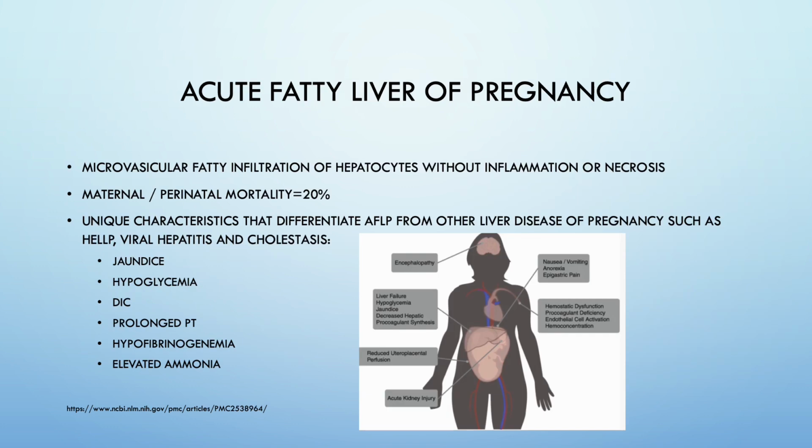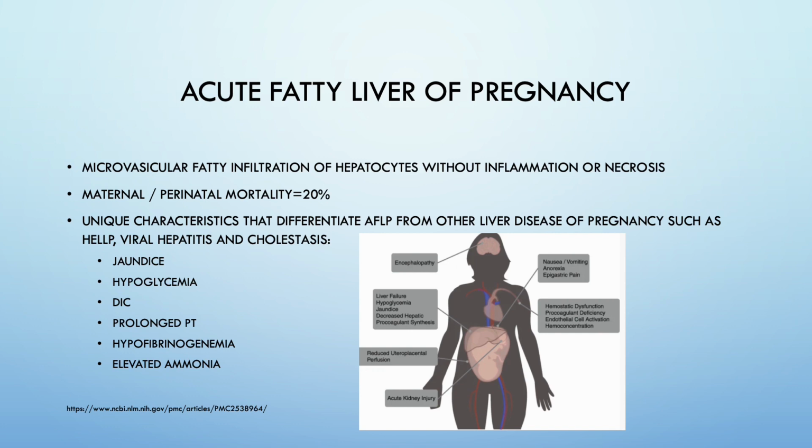Our next topic is acute fatty liver of pregnancy. So acute fatty liver of pregnancy is a relatively rare disease in pregnancy that occurs during the later part that has an extremely high maternal and fetal mortality rate of about 20%. What this is, is microvascular fatty infiltration of the hepatocytes themselves, and the liver does not become necrotic. It does not become inflamed. It simply takes on fatty deposits within the hepatocytes themselves.